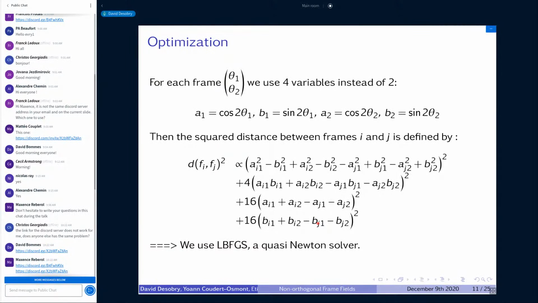So when we do this change of variable to express the distortion between two frames, we now have an energy that can be solved with a linear least square solver because there is a square expression here. So we use a quasi-Newton solver here, LBFGS.